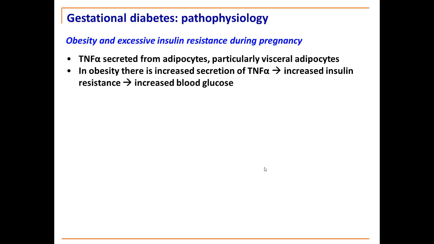And some of those things that it produces, that obesity and the excesses of insulin resistance during pregnancy can be caused from the TNF-alpha that's secreted from adipocytes, particularly those visceral adipocytes. That's your central obesity, so the fat around your organs. We've already talked about this. So in obesity, there's an increased secretion of TNF-alpha, which means we get an increase in insulin resistance, which means we get an increase in blood glucose because of the obesity above and beyond the TNF that is being secreted from the placenta.